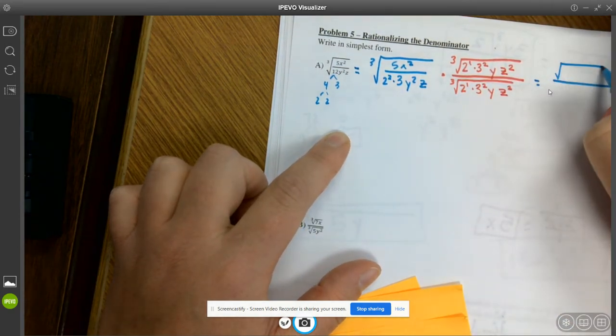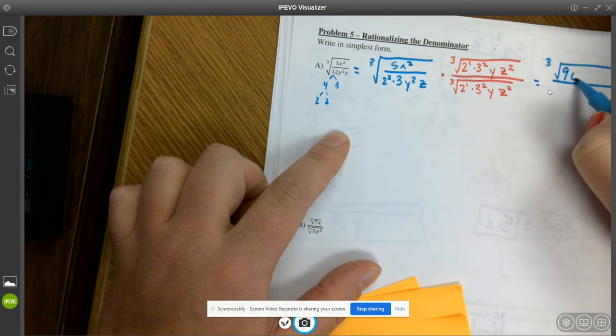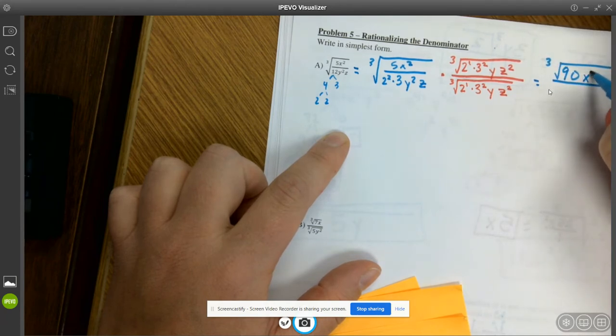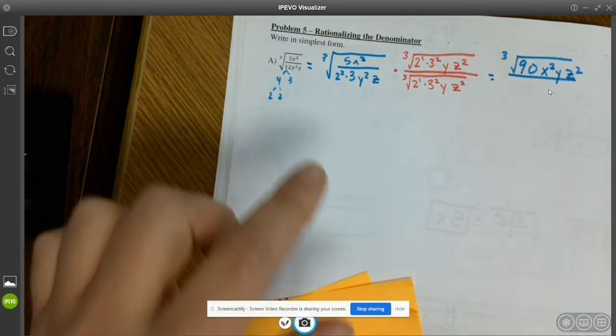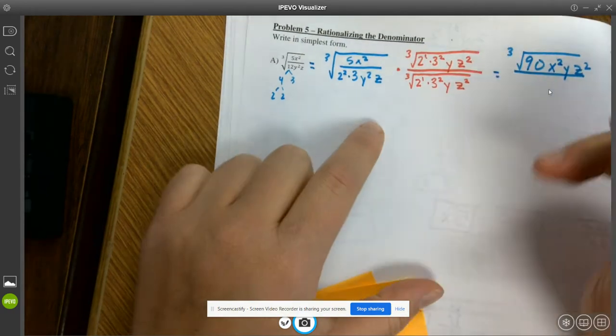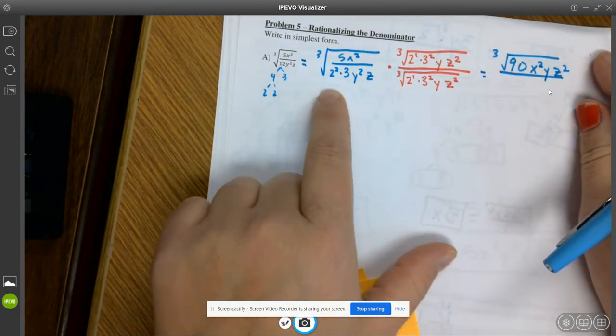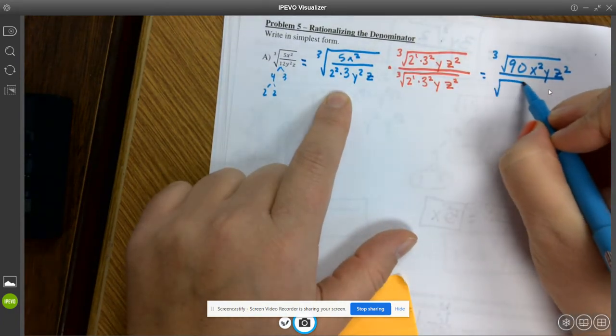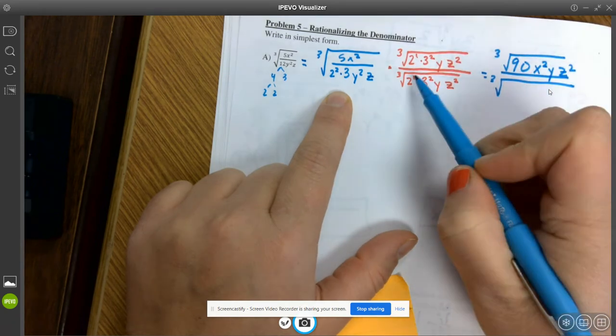So I have the cubic root. This becomes 90 x squared y z squared. There's nothing that can combine there right now. For on bottom, because this is what I want to rationalize, I'm going to rewrite this as the cubic root, and then I'm going to keep it in exponential form.